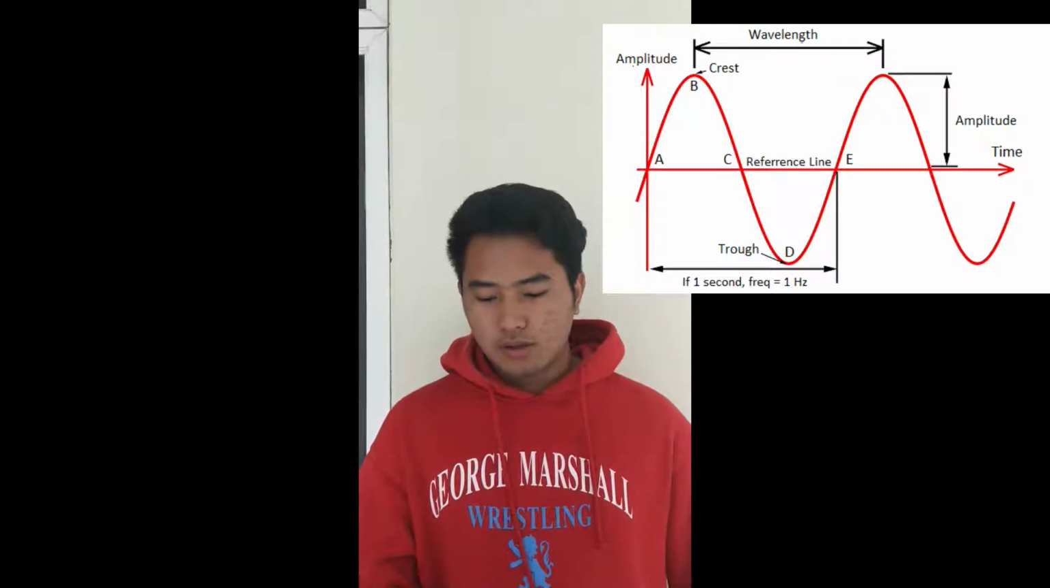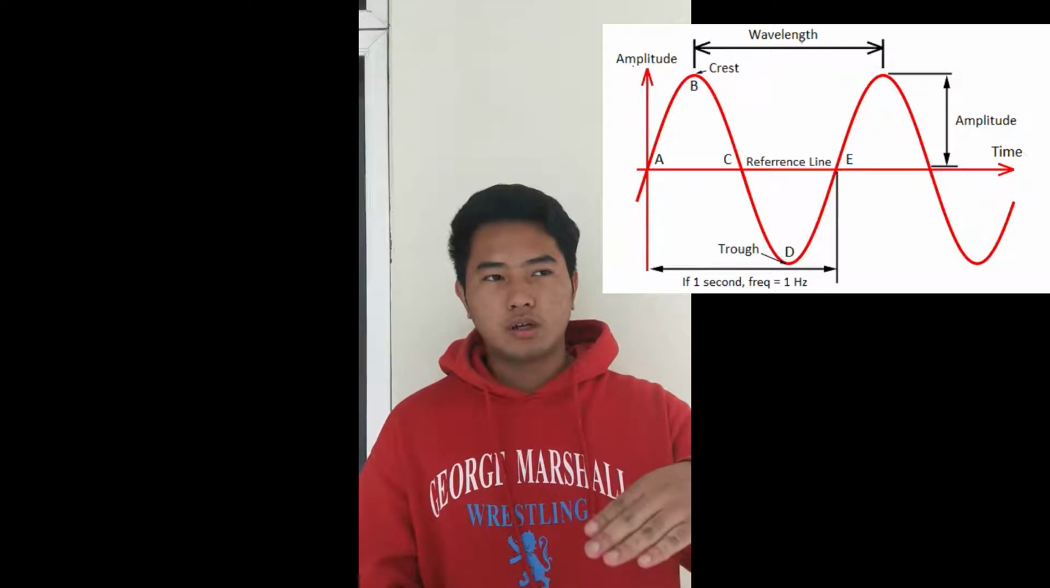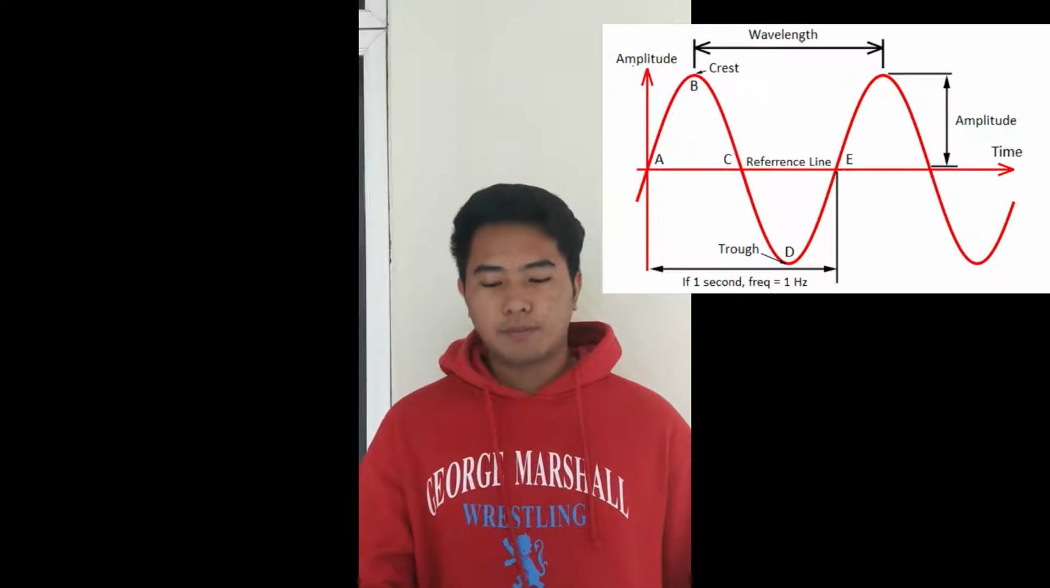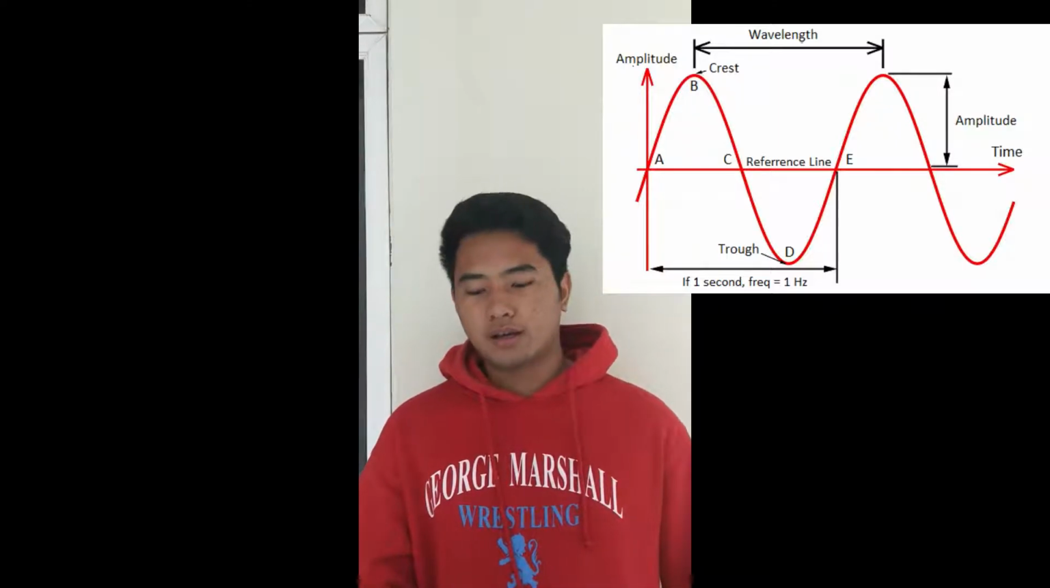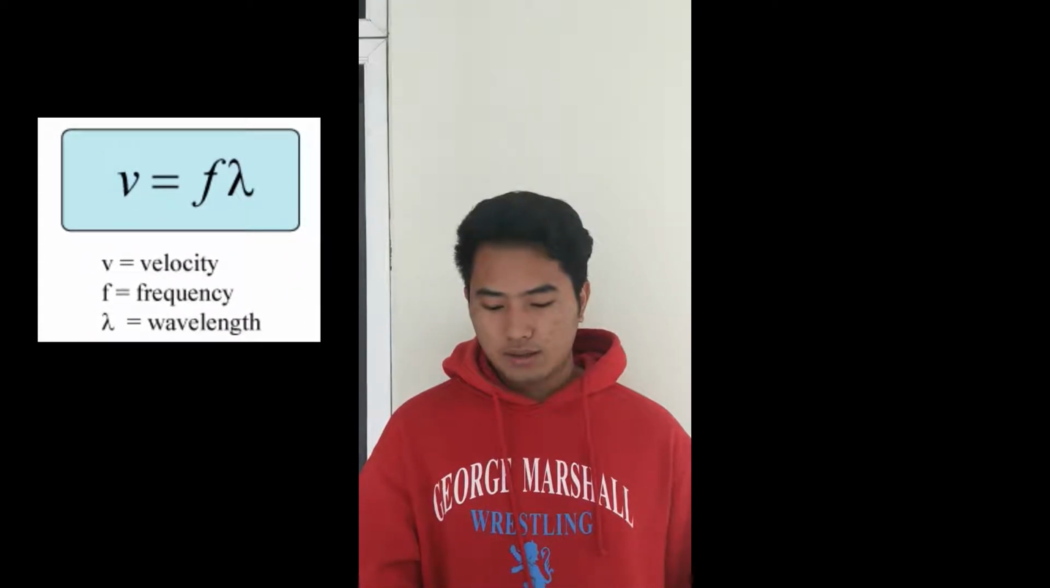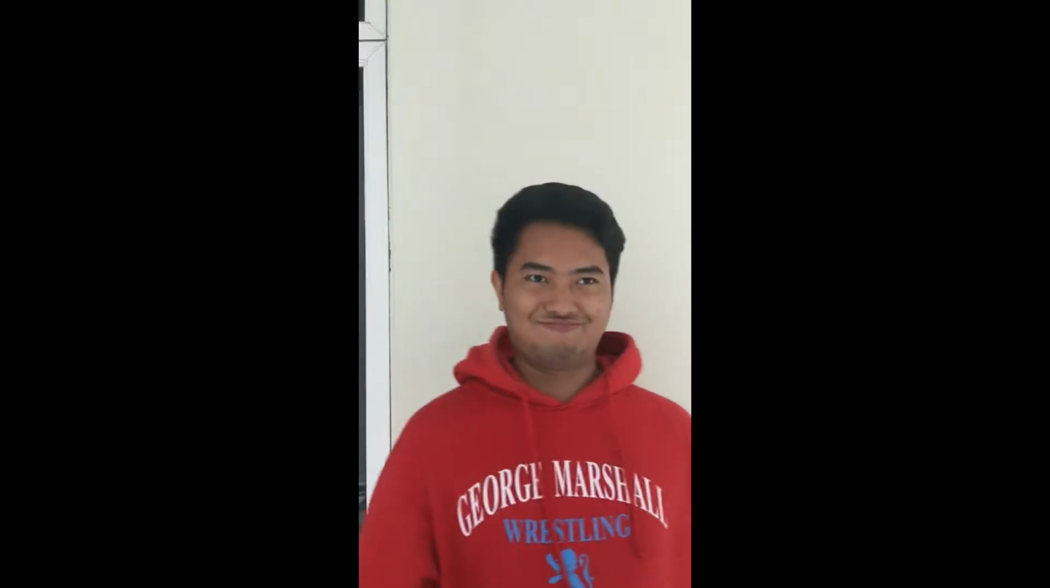The amplitude is the distance from the midline to the peak or the trough. The frequency is the number of waves that pass through a particular point in 1 second. And the speed of the wave is lambda times frequency.